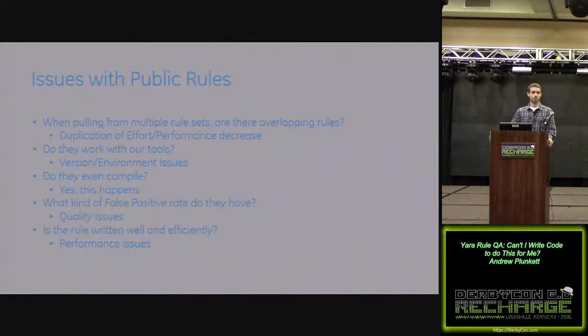So there's some issues with public rules. These are the general issues that we have when dealing with public rules and trying to put them into our tool. So you have multiple different collections of rules. Do they overlap? Are the different collections of rules looking for the exact same thing? So one of the things you have to do is deduplicate the collections of rules. If you're pulling from four different collections of rules, you have to deduplicate them all so that you're only looking for one thing at a time.